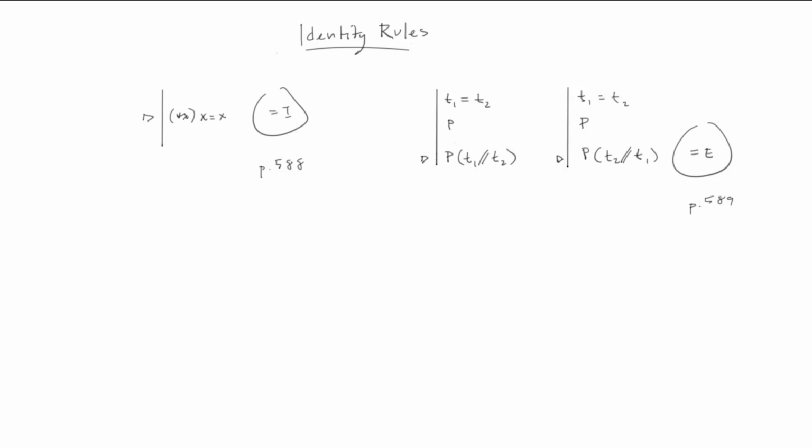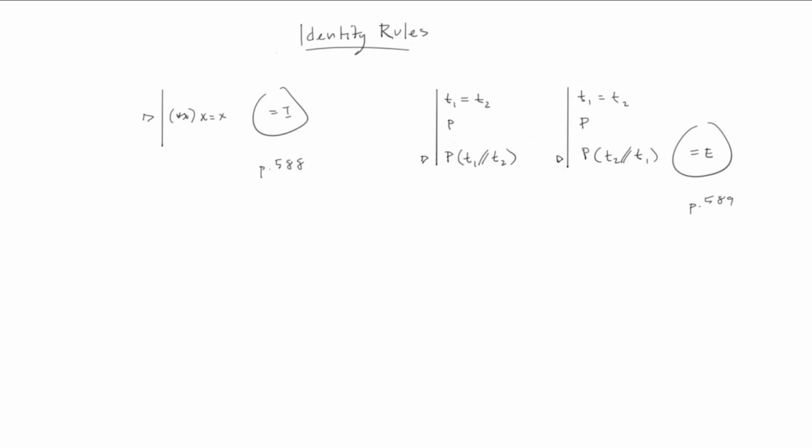Hello, everyone. This video will introduce us to the two identity rules. The first one is identity introduction. It's displayed there on the left. And the other one is identity elimination. There are two versions of identity elimination, and they're displayed there on the right.